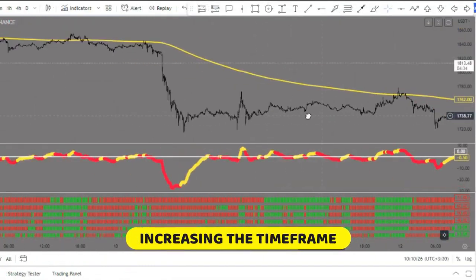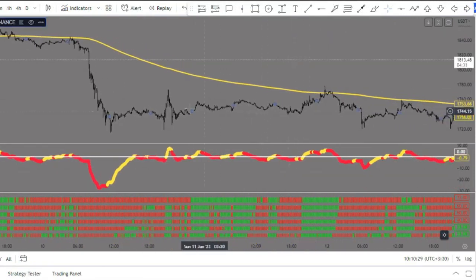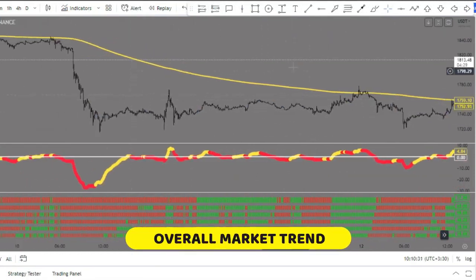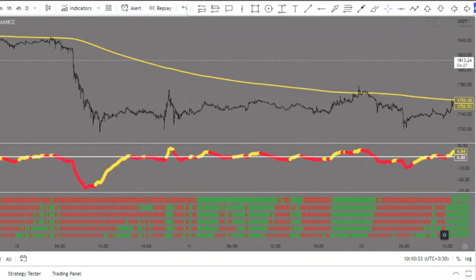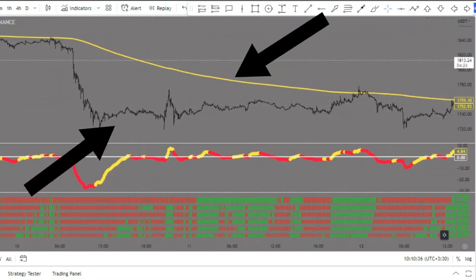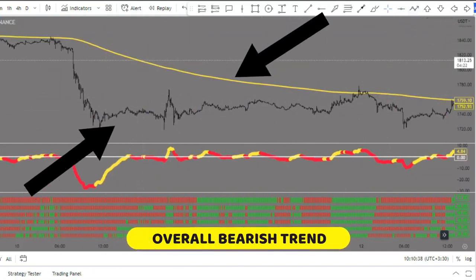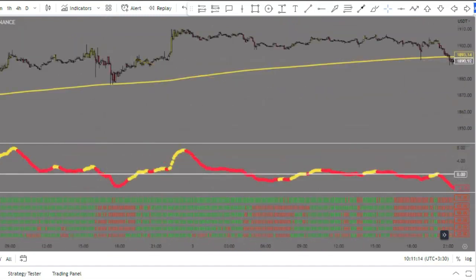Increasing the time frame to a higher time frame will allow you to identify the overall trend of the higher time frame. So if the price is below the moving average indicator, the higher time frame trend is bearish, and vice versa. If the price is above the moving average, the higher time frame trend is bullish.